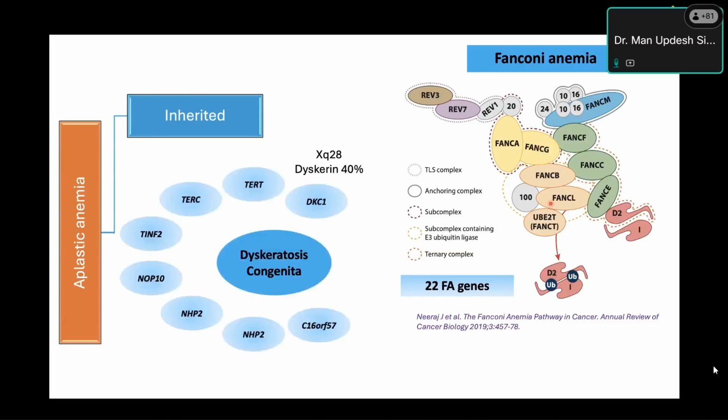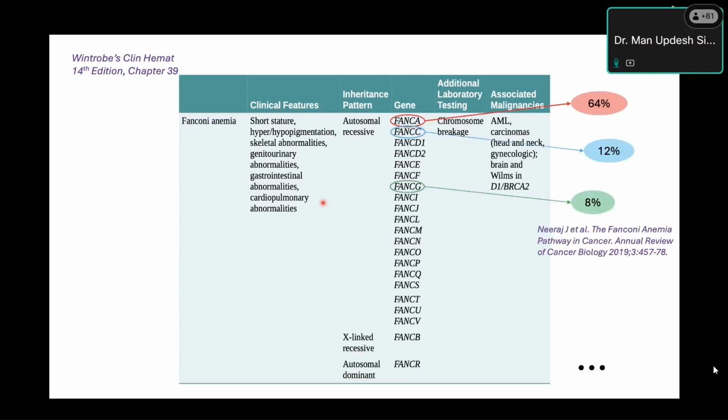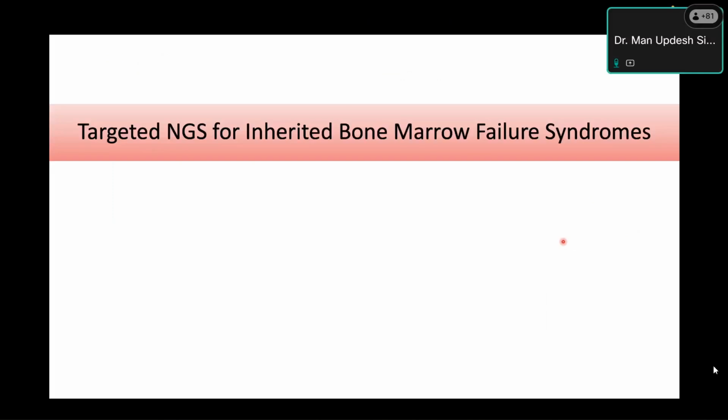And of course, I leave this, the Fanconi genes: there are around 22 genes, out of which some are commonly involved in Fanconi anemia. Dyskeratosis congenita, most commonly dyskerin, sorry, is involved. But the theory you can read. FANCA, FANCC, and FANCG are the most commonly involved in Fanconi anemia. And if you have to really go into diagnosing which kind of mutation and genes are involved, you have to do a targeted NGS panel for inherited bone marrow failure syndrome.